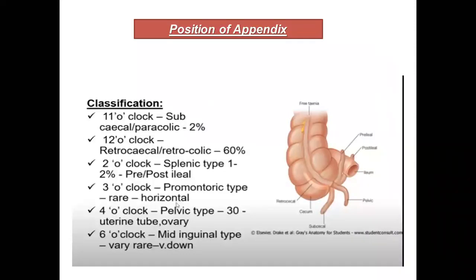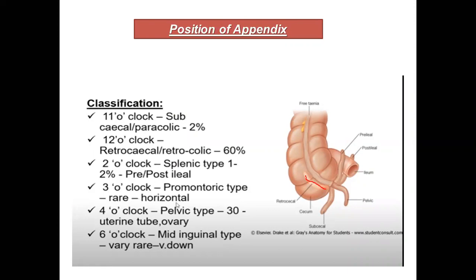Now, the appendix can have many positions. I'm telling you all of them, but as much as you can remember is okay. The most common one you need to remember and the most rare one you need to remember. The most common one is the retrocecal position of the appendix. You can see here, this is the retrocecal position of this appendix. This is the most common one.